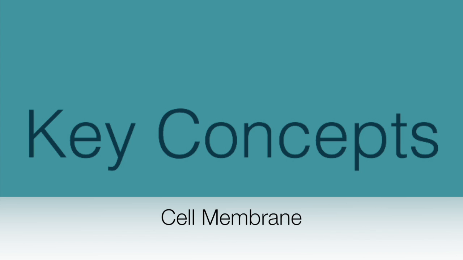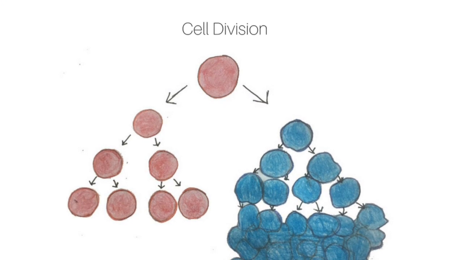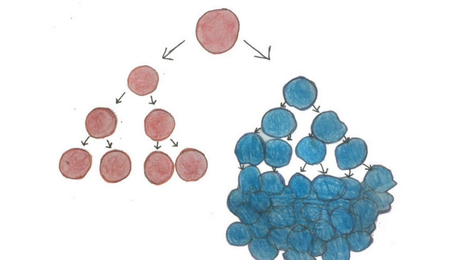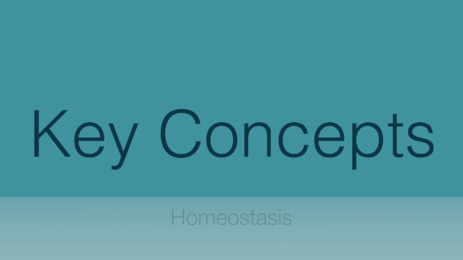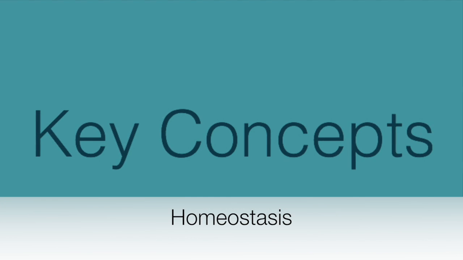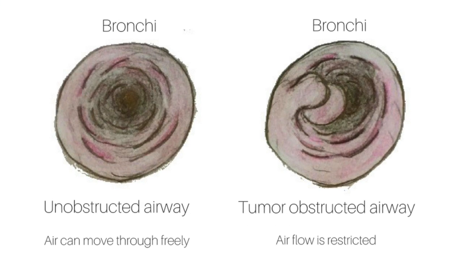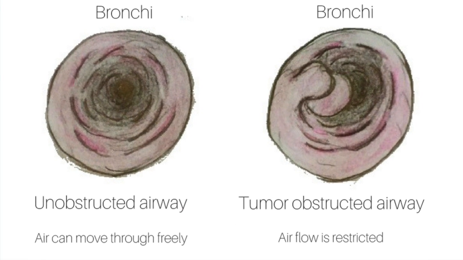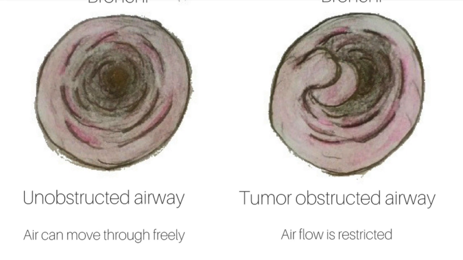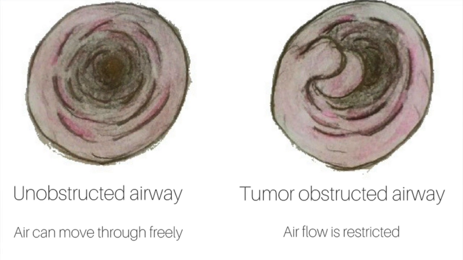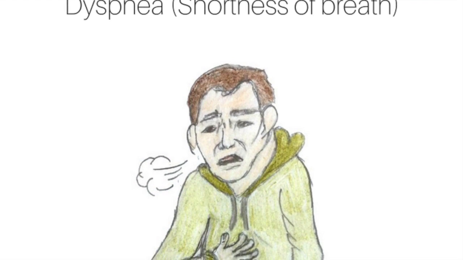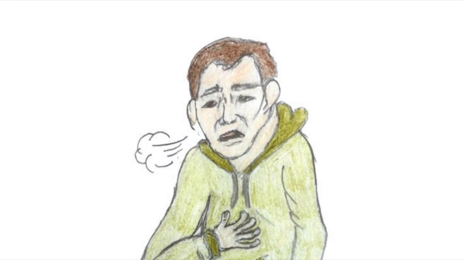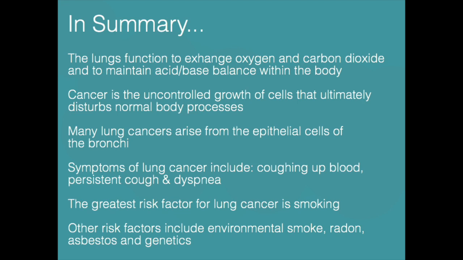Cell membrane. Lung cancer affects the cell membrane due to the rapid uncontrollable cell division arising from epithelial cells within the lining of the bronchi. Homeostasis. Lung cancer affects homeostasis in several ways. Lung cancer causes tumors, and these tumors can obstruct airways, which results in decreased ventilation. Decreased ventilation will then result in dyspnea and possibly hypoxia, which directly affect homeostasis.